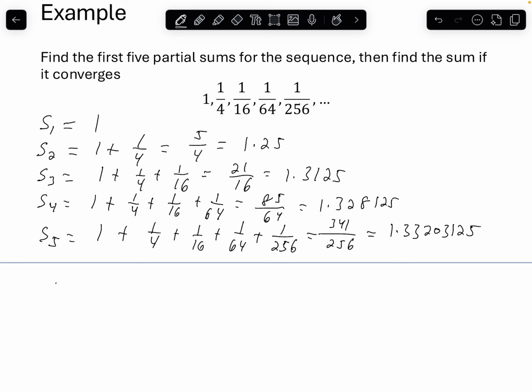So to find the sum if it does indeed converge, well, number one, the value for A for this is that first value, which is 1. The value for R: as we kept going to the right in our sequence, we could see for each one of these, we divide by 4 each time, right? 1 divided by 4 is a fourth, divided by 4 is 1/16th, 1/16th divided by 4 is 1/64th, and so on. So R for this, that divided by 4, is going to be represented by 1/4.